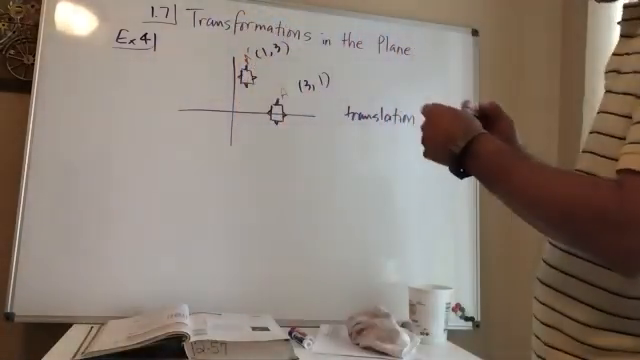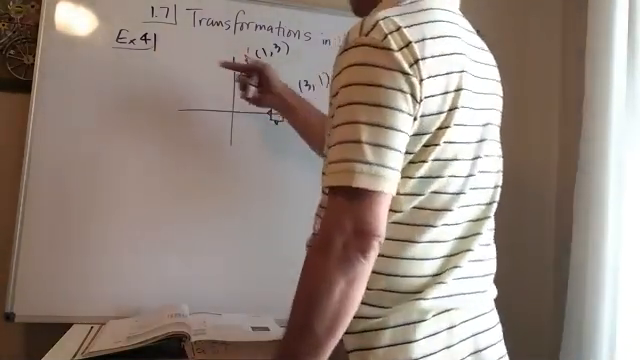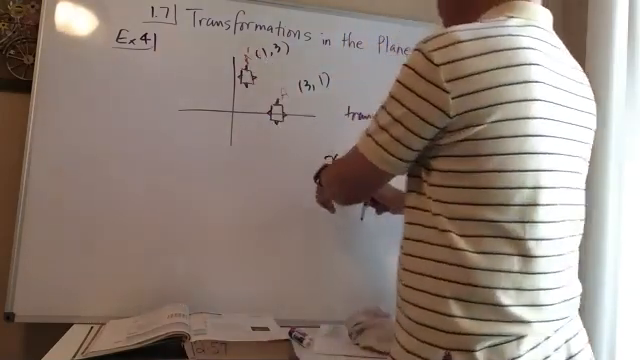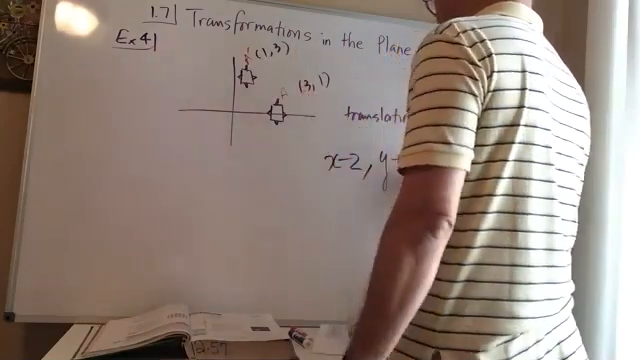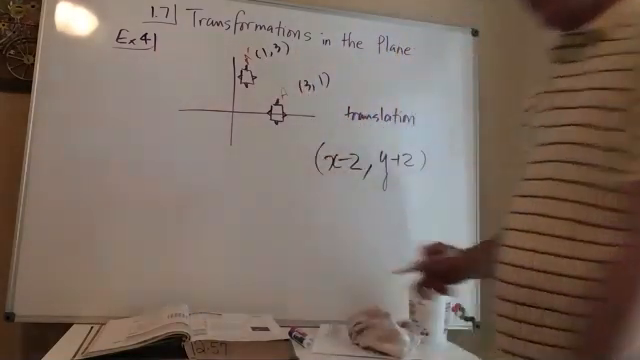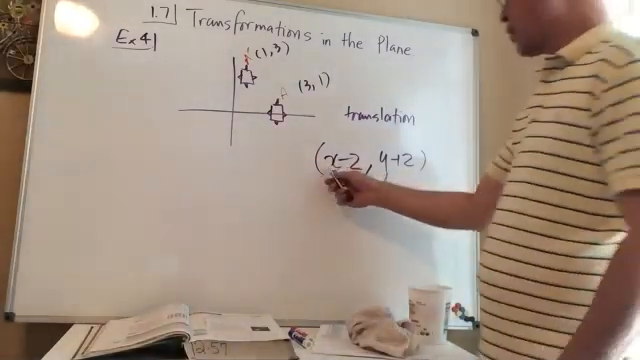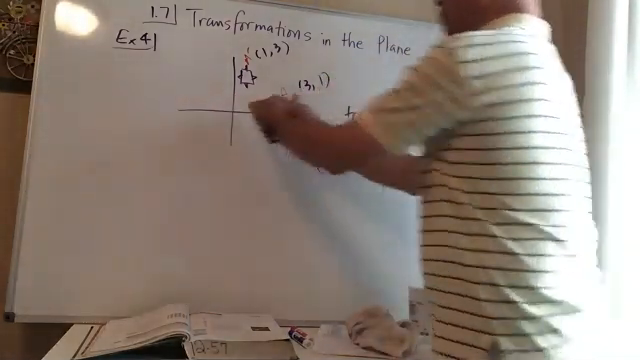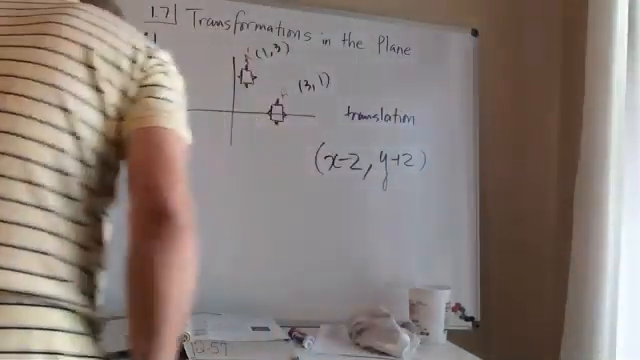So what happened? In the x direction, I'm going to the left 2. In the y direction, I'm actually going up 2. So that's the translation. In the x direction, I went -2, and in the y direction, I went up 2. And that looks good. All right.